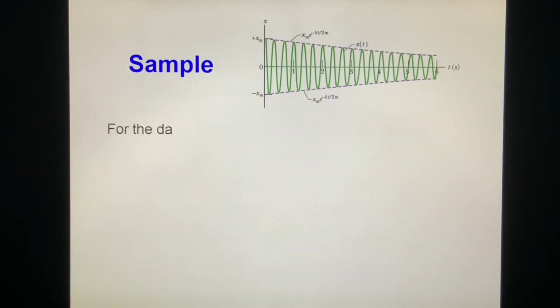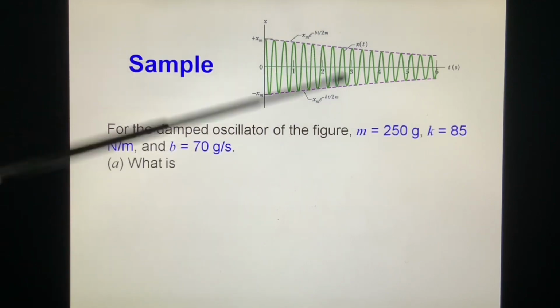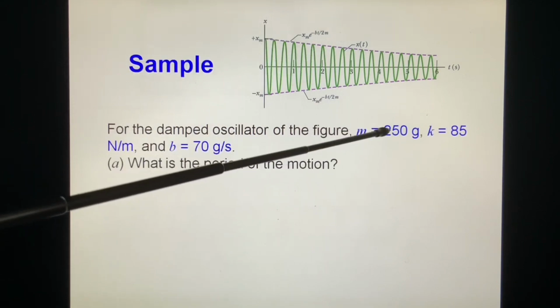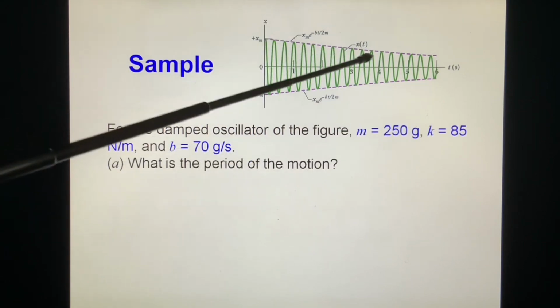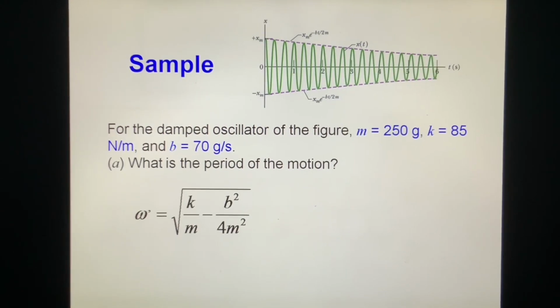Sample. For the damped oscillator of the figure, m is 250 grams, k is 85 Newton per meter, and b is 70 grams per second. What is the period of the motion? We just put in the formula.